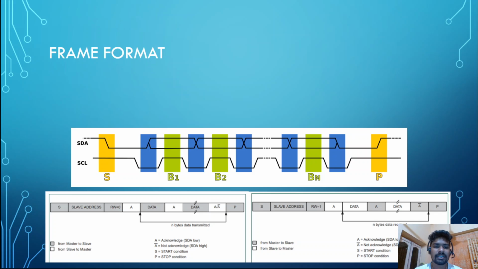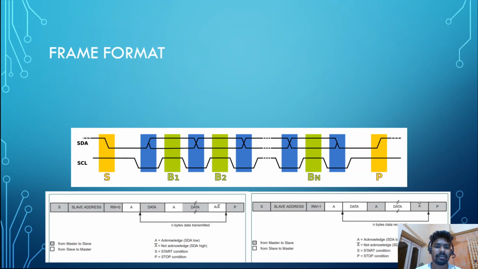A bit consists of a clock line low and then high. When the clock line is low, the data line will be changed, and when the clock line is high, the data line will be stable, maintained. So the other device can read the data line when the clock line is high.